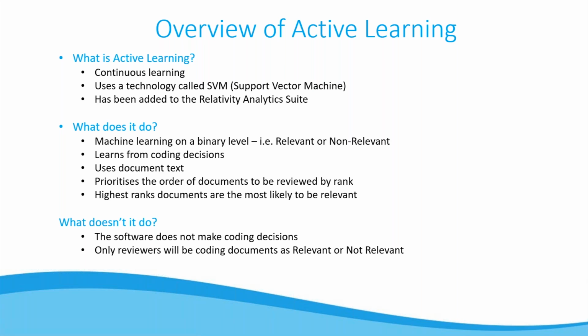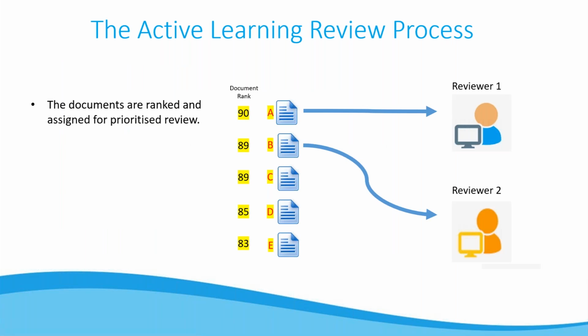So let's have a look at how this looks. This is just an example here where we have two reviewers, and the reviewers have a queue of 5 documents, A down to E. Now the prioritized queue has served up the most highly ranked relevance documents first. So document A has a ranking of 90, and B 89, C 89, D 85, and E 83.